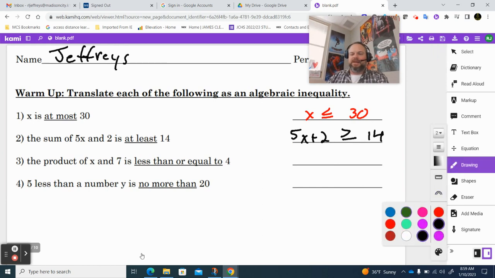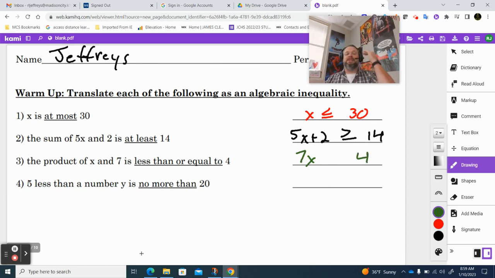All right, the product of x and 7. Product means multiply. All right, this is one I definitely can get. Less than or equal to. Okay, those are really, really it.